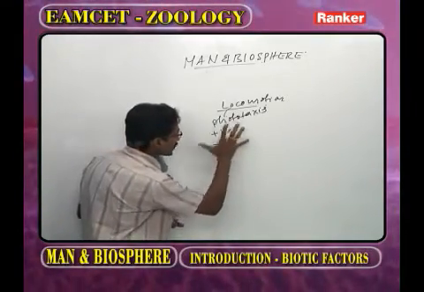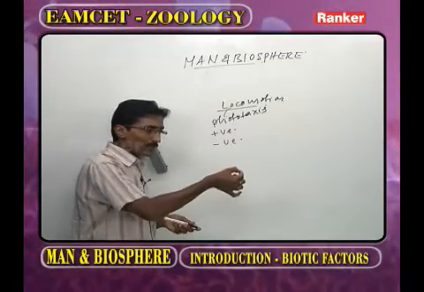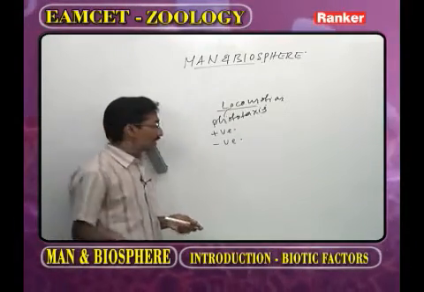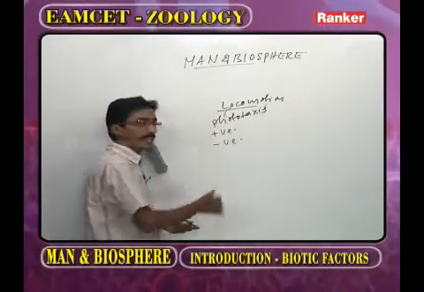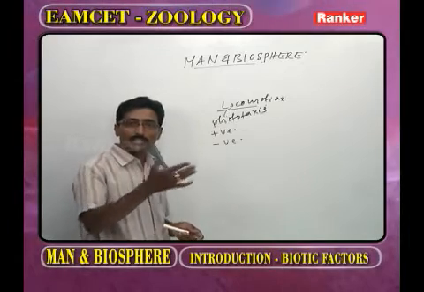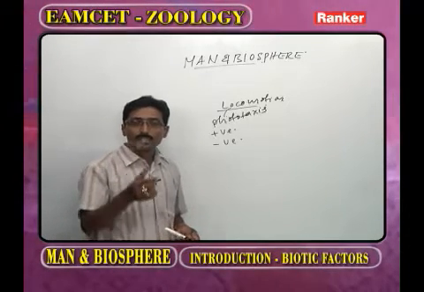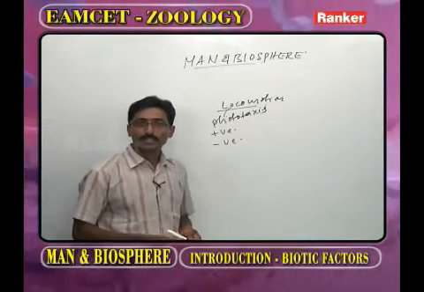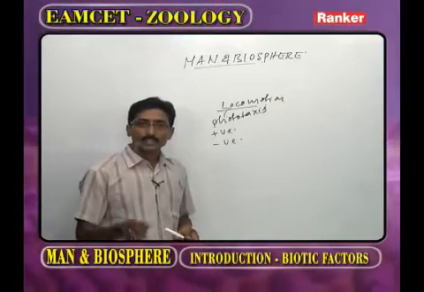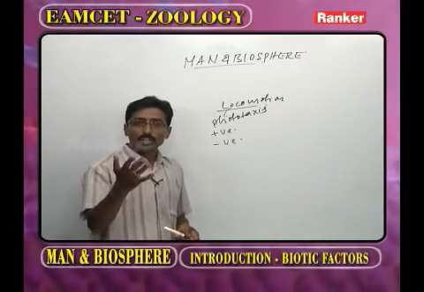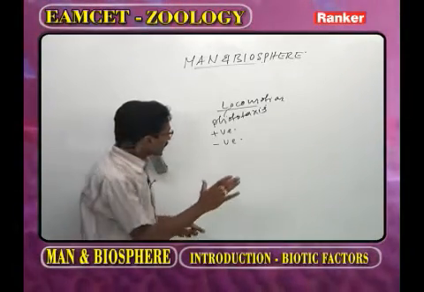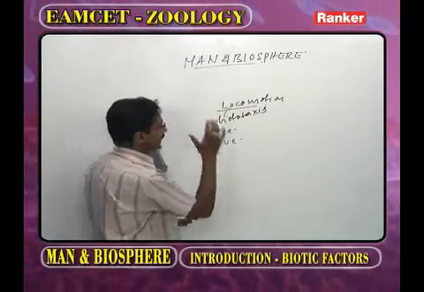What is meant by negative phototaxis? The animal moves away from the light. That we call negative phototaxis. What are the examples for negative phototaxis? One is planaria, one is earthworm, one is cockroach, one is zooplankton. All these come under negative phototaxis.